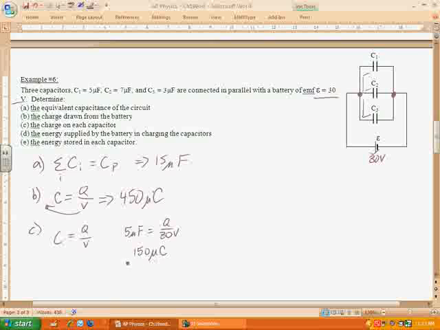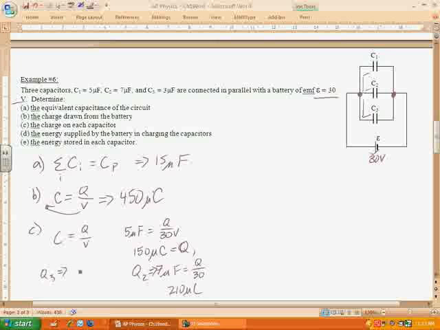Alright, so now we found the charge on each one. Letter D, the energy supplied by the battery. Okay, so for the energy, we're going to do energy of capacitor, or energy supplied would have to be the same energy that's here, right? The total energy of our capacitor is going to add up to be the same amount of energy that we're putting out. So let's just find the energy of the capacitor, right?